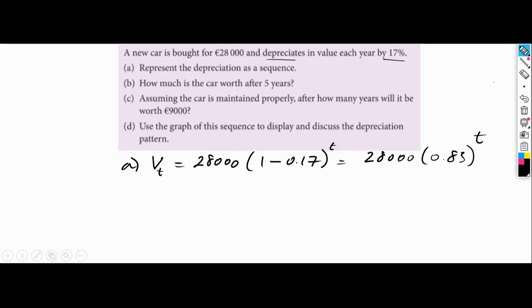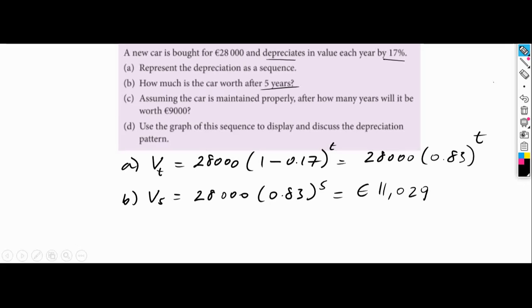So it says for part B, how much is the car worth after 5 years? So that is simply going to be plugging in 5 here, right? So V of 5 is going to be 28,000 times 0.83 to the power of 5. So if you plug this into the calculator, you're going to get 11,029 euros. So that means that after 5 years, the car depreciates from 28,000 euros to 11,029 euros.